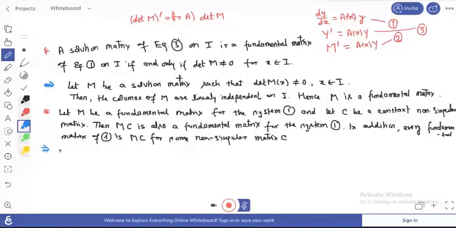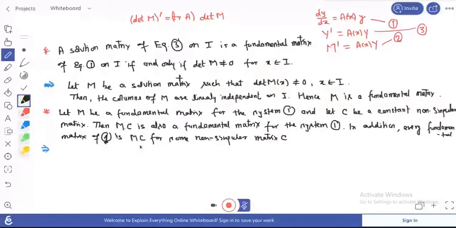So here, hello sir. Sir, after fundamental matrix of, what is written? Yeah, this is question number 1. This is question number 1. This system, this system 1. Okay. Of equation 1.